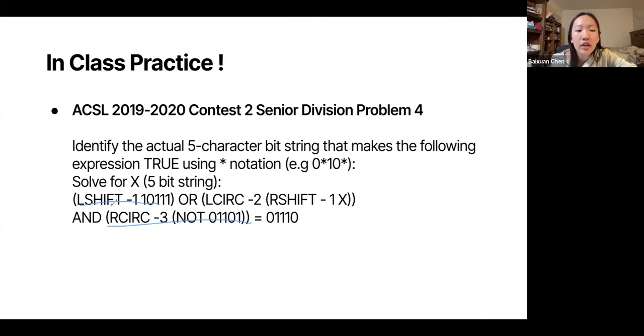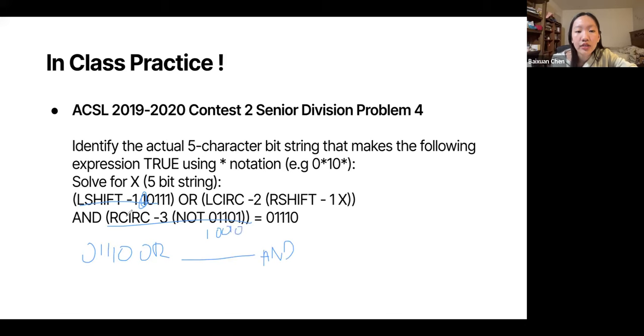So first, we have left shift 1. So we remove the leftmost digit and we add 0 to the end. So it'll be 0, 1, 1, 1, 0. And then or, let's leave a blank here. And then this one is right circle, not. So the not is 1, 0, 0, 1, 0.